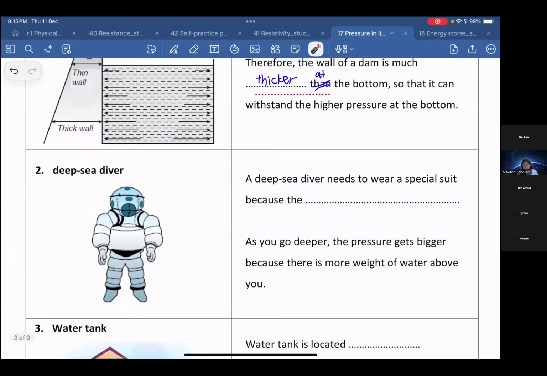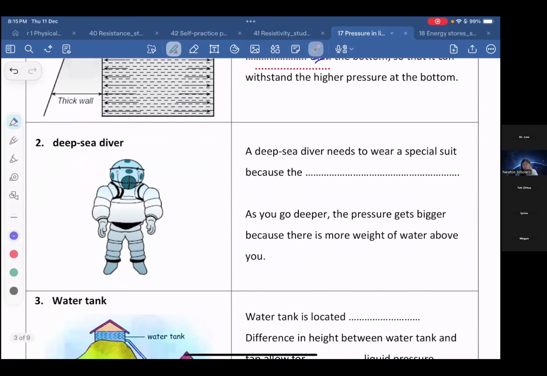Okay, here, a deep sea diver needs to wear special shoes. It's not just your swimming shoe and then you can go down. No, it's because of the high liquid pressure.